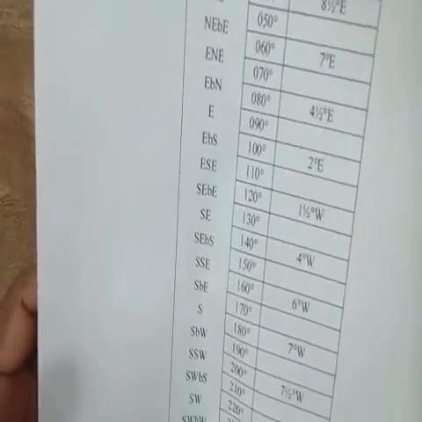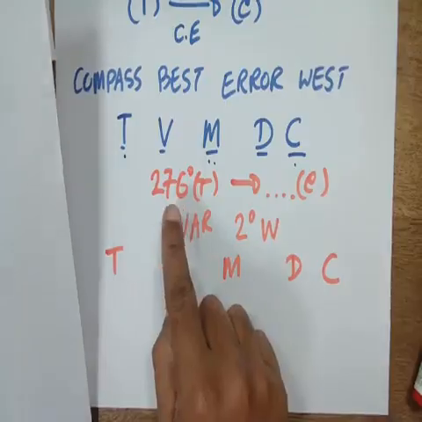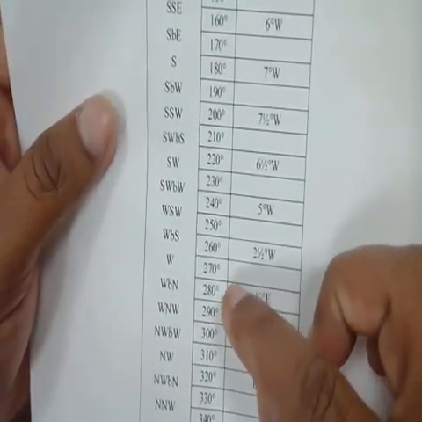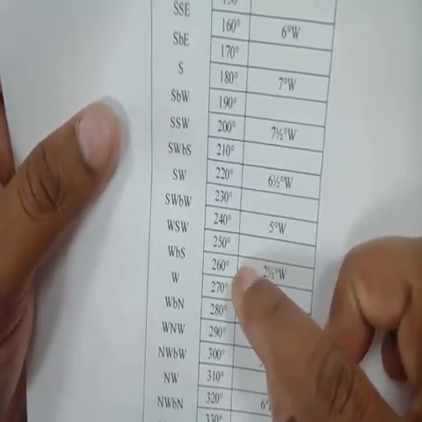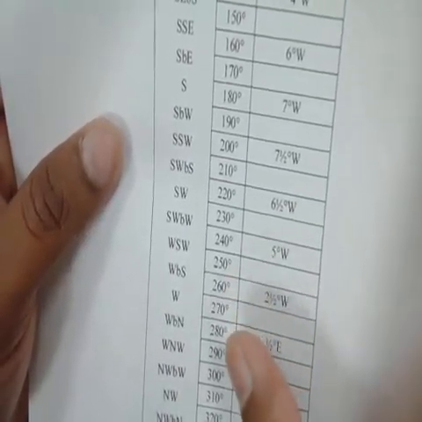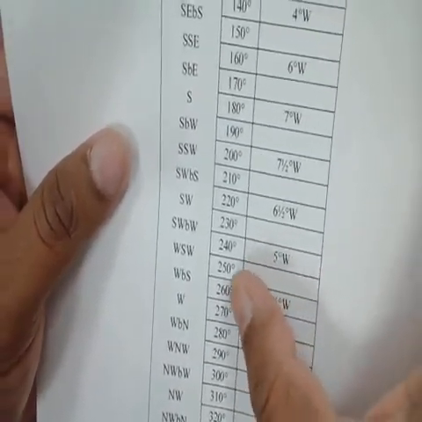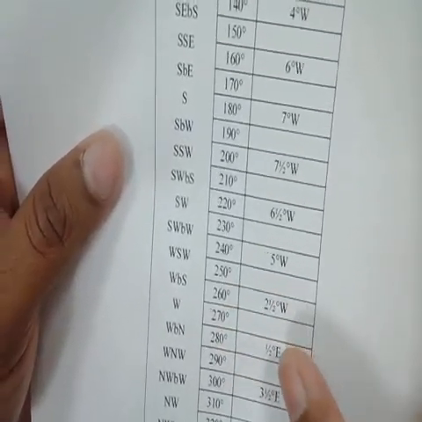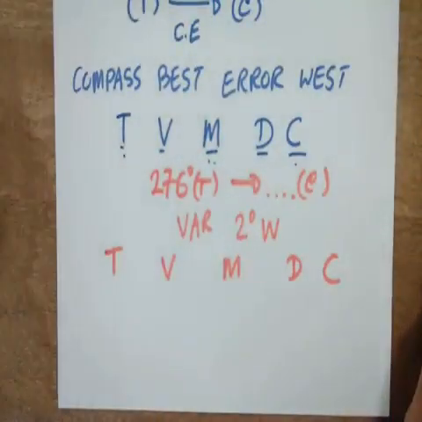Let's come back to the deviation card. Approximately we need to find out where the 276 is lying. Approximately the 276 is between 260 and 280. I repeat, it's between 260 and 280. You can see the deviation for 260 compass is 2.5 degrees west, and for 280 is half degrees east, right?